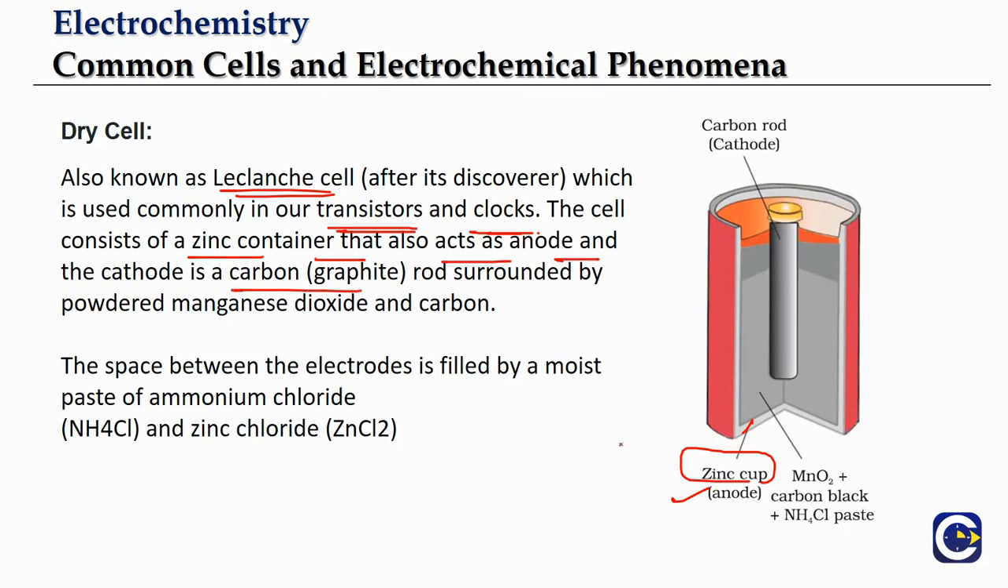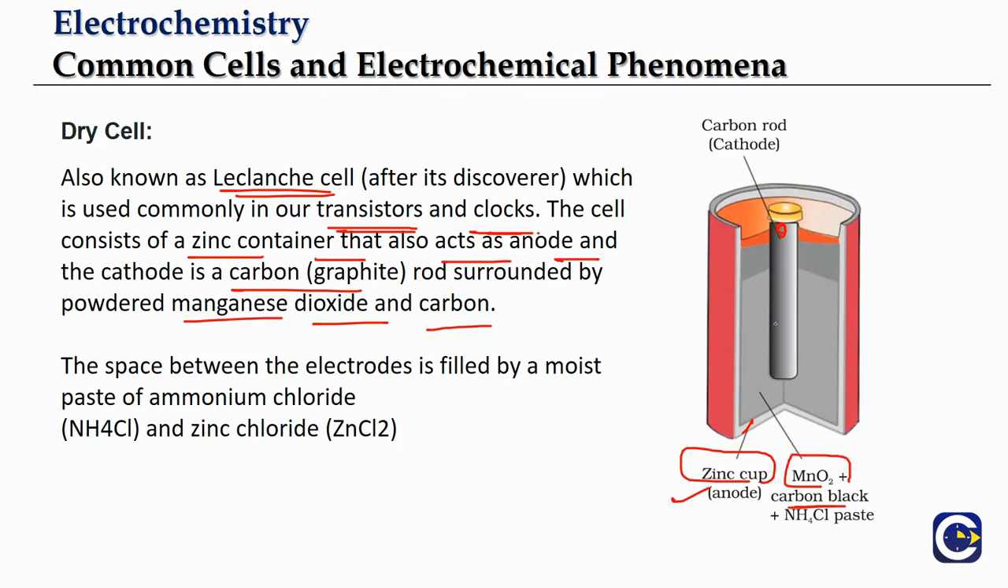So first we have to note it down. What is the anode for the dry cell? Anode is the zinc. And what is the cathode? Cathode is the carbon graphite. And the carbon graphite rod, we can see it here, is surrounded by powdered manganese dioxide, MnO2, and carbon.